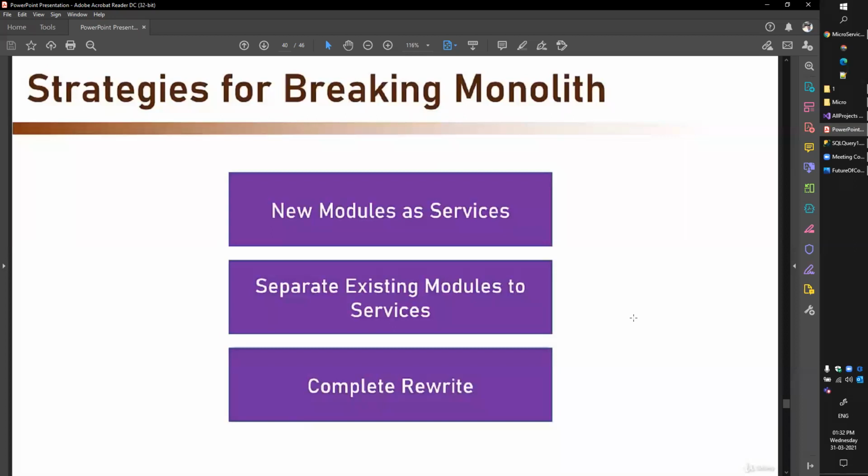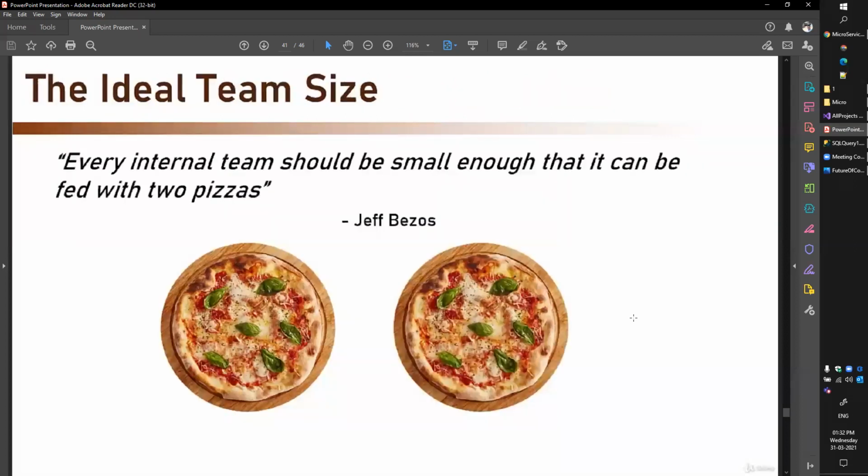If we talk about team size, what should be the ideal team size of a microservices team? Yes, it should not exceed 8. That's the size of a Scrum team, so it should normally not exceed 8.